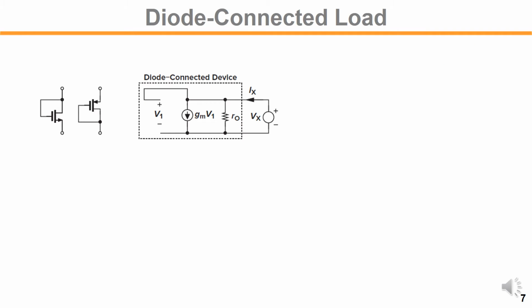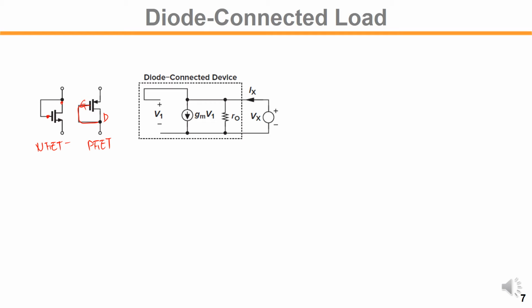In a diode connected load, we can use some special features. In diode connection, you connect the gate and drain. This is the NMOS case. For the PMOS device, so we have an NFET and a PFET, again the gate and drain are connected, right?